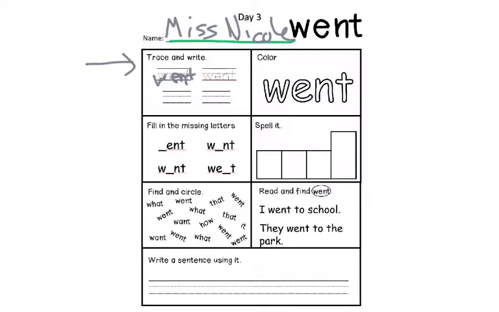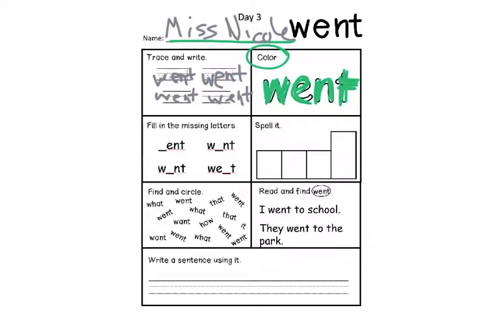Let's do the next one. W-E-N-T. Went. Now we're going to write it all by ourselves on the lines. W-E-N-T. Went. W-E-N-T. Went. Next is color. Color in your letters while saying the letters. W-E-N-T. Went.